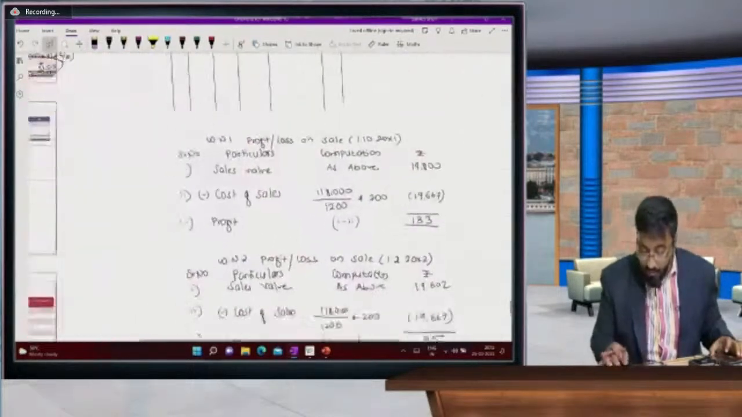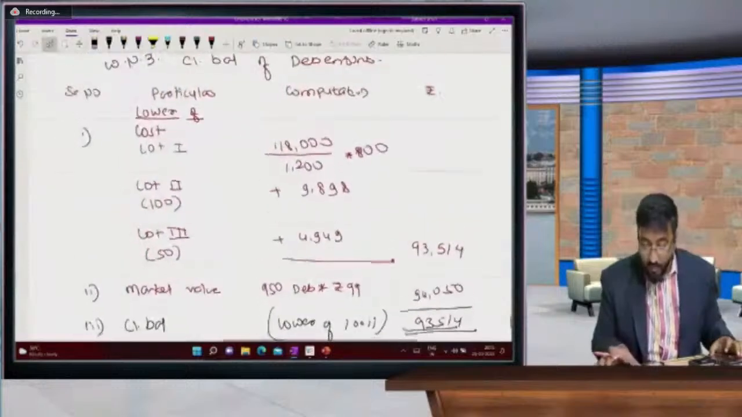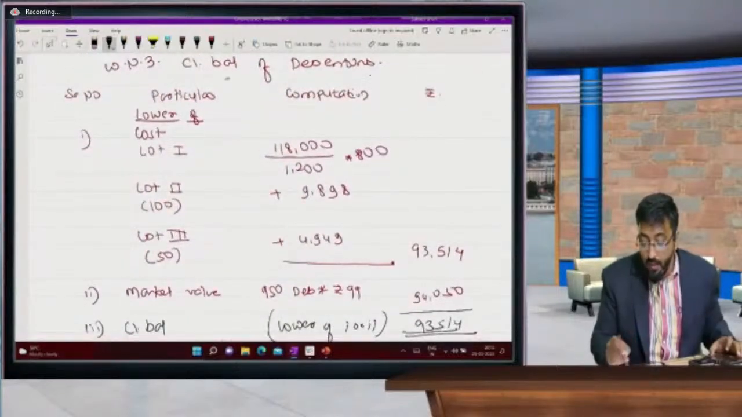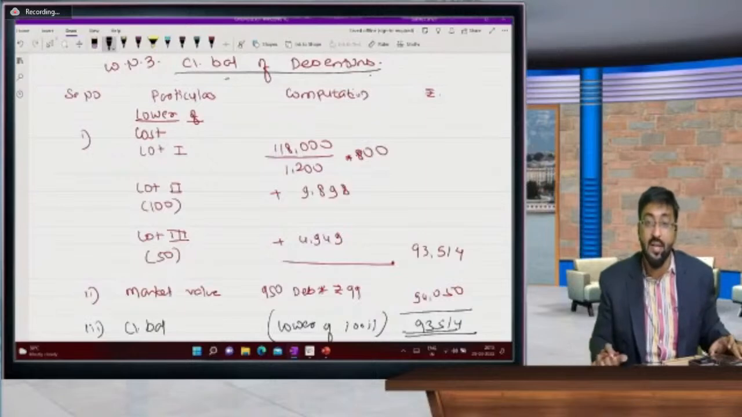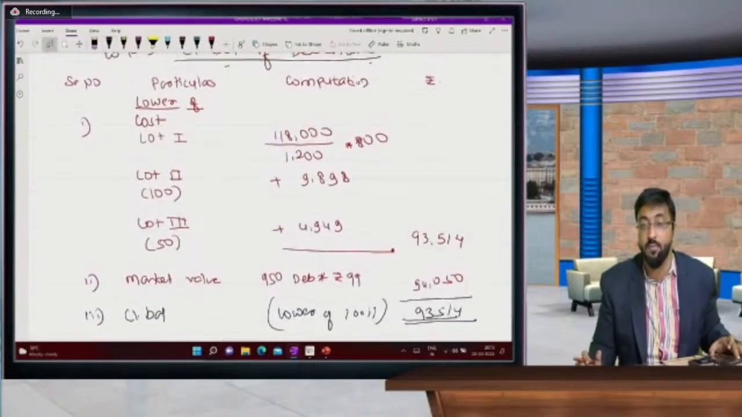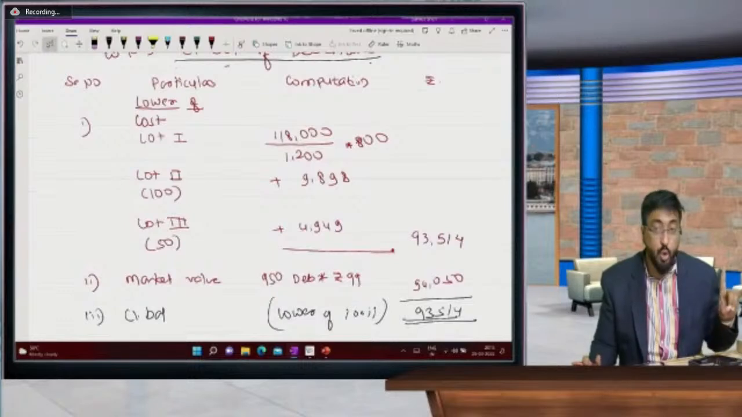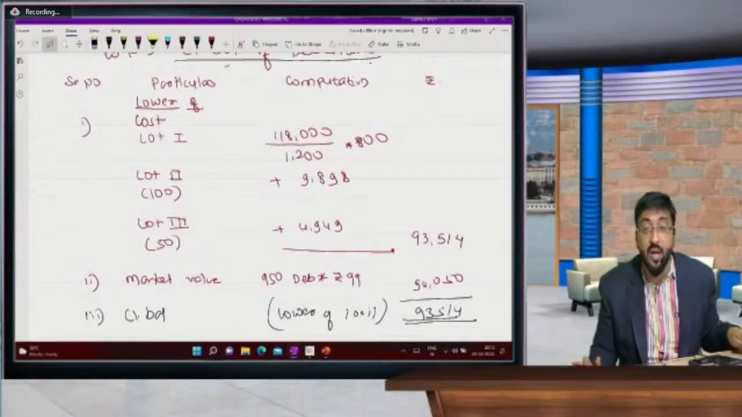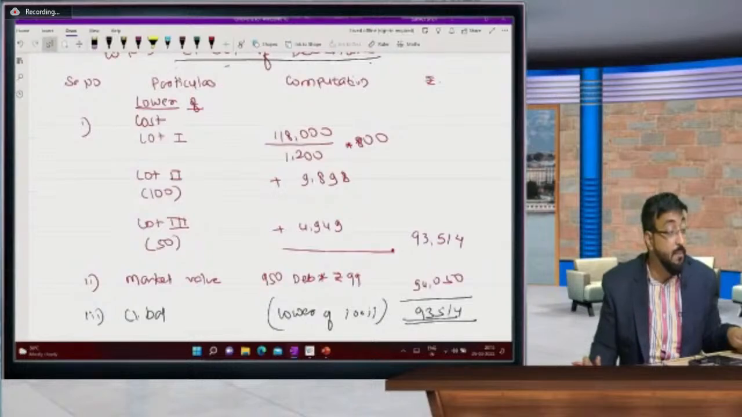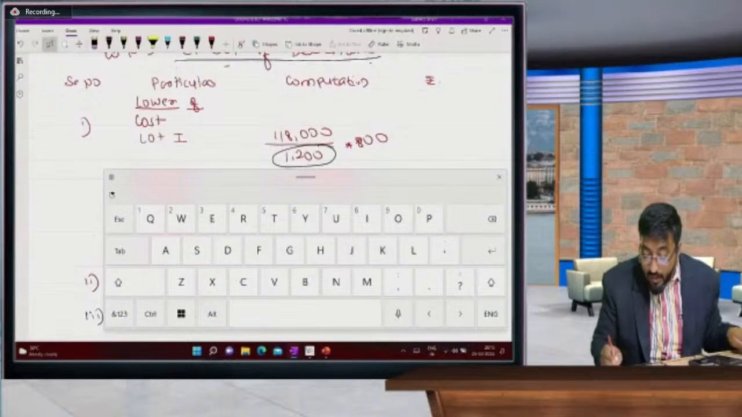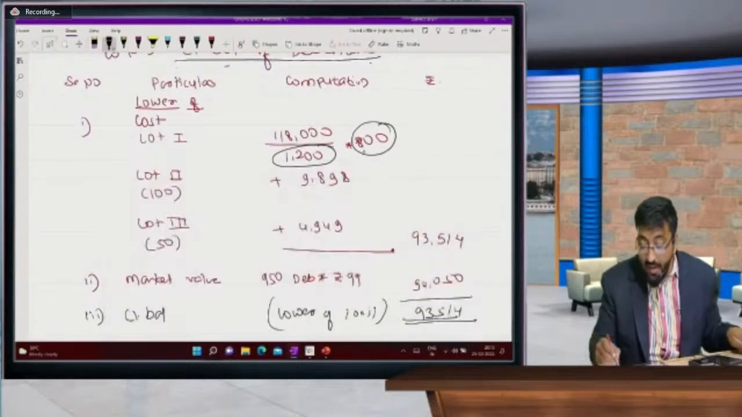Working note number 3, beta. Understand. Closing balance of debentures. You can see it is lower of cost or market value. Now, beta, first lot, kitne debentures ka tha? Can you tell me what is the first lot? It is of 1,200 debentures. And you sold 400 debentures. So you are left with 800. So this is a closing balance.